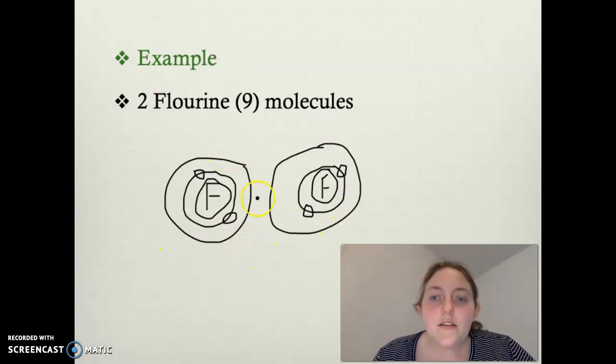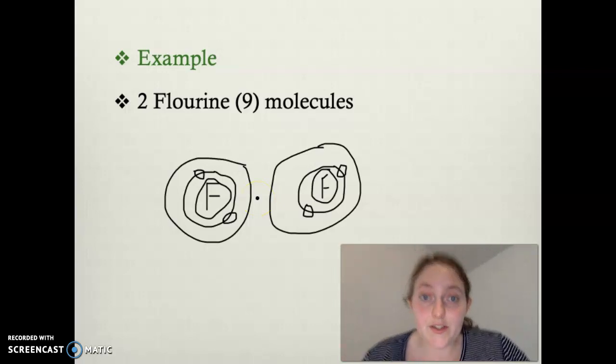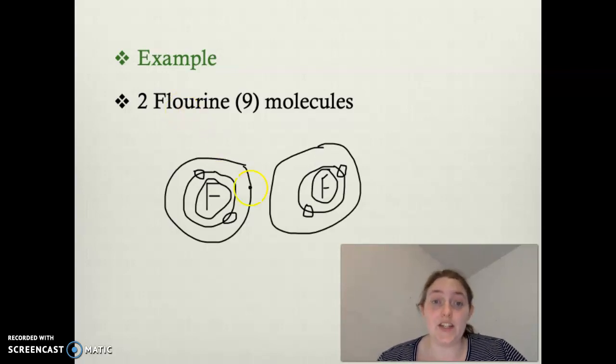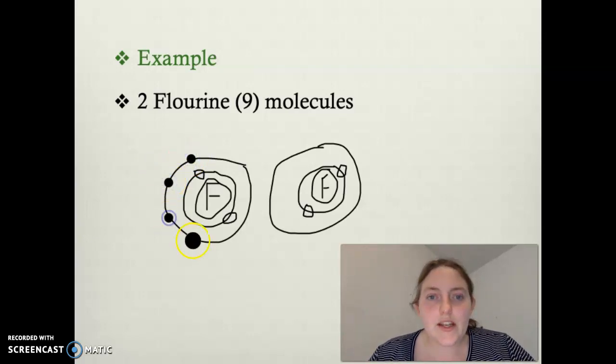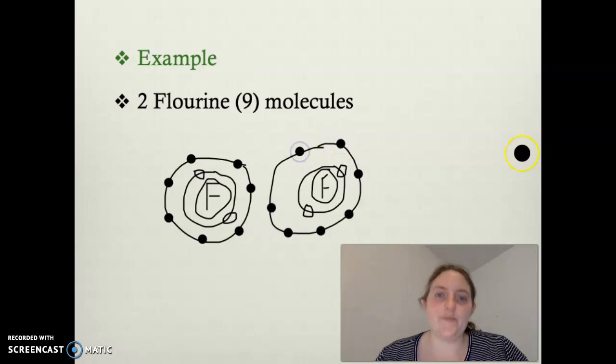So let's draw the last of the electrons. Since fluorine has an atomic number of 9, we've already used 2, there are 7 left in each shell. So I am going to just do a big old dot there instead. A little easier. 2, 3, 4, 5, 6, 7. 1, 2, 3, 4, 5, 6, 7.